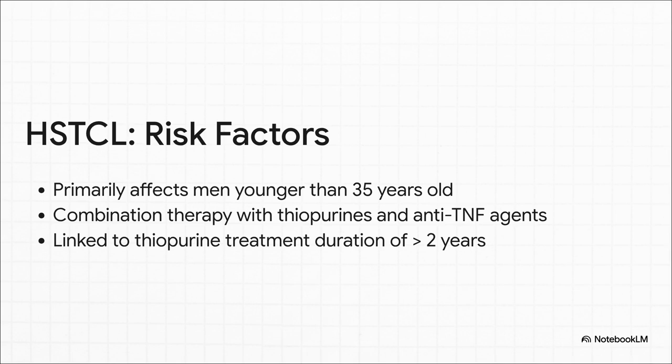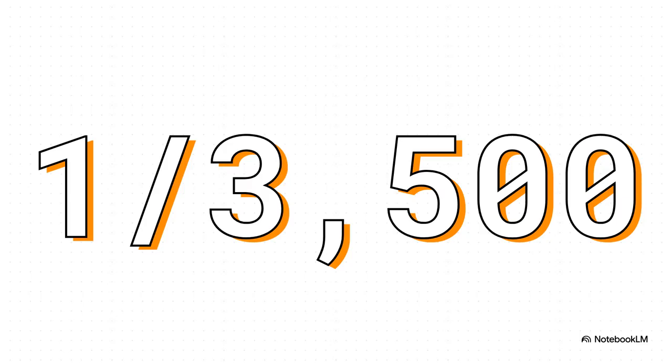Now, for most people on these drugs, the risk is tiny, but it does seem to be concentrated in a very specific group. We're talking about young male patients, especially if they're on a thiopurine plus an anti-TNF biologic for more than 2 years. So, what's the actual number? In that highest risk group, the young men on combination therapy, the risk is estimated to be around 1 in 3,500. Now, that's still a rare event, for sure. But when you're talking about a fatal cancer, it's a risk that absolutely has to be part of the conversation when you're weighing the pros and cons of different treatment strategies.